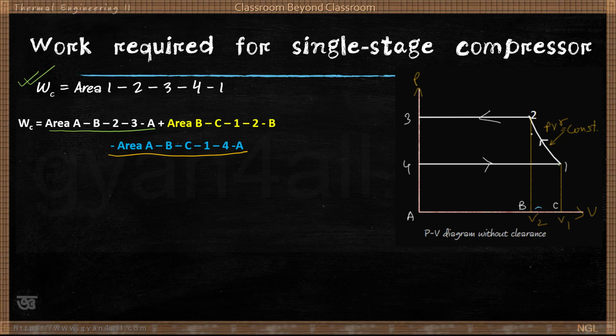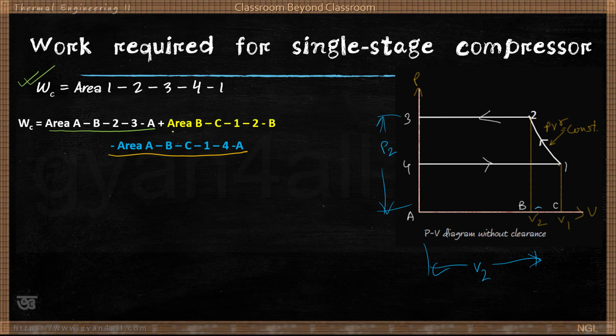A, B, 2, 3, A. Good. So that is AB into A3. Now, what is AB? AB is actually V2. And what is A3? Yes, sir, that is P2. So it will be P2 V2 because this is a rectangle.